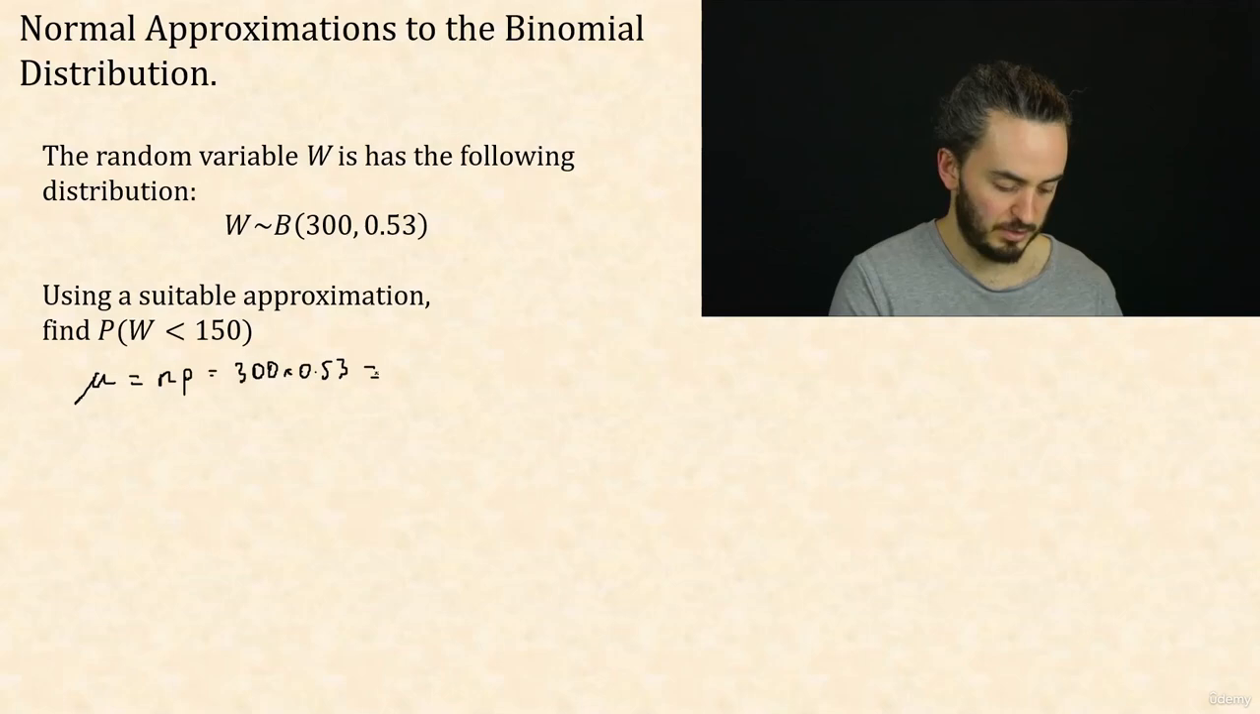So now I've got my normal distribution. I always use a different letter to your original one, because it's W which has the binomial, so it's something else which has my normal. So I'll just use X since we haven't got an X yet. So X is normally distributed, with a mean of 159 and a variance of 74.73. Now we need to do our continuity correction.